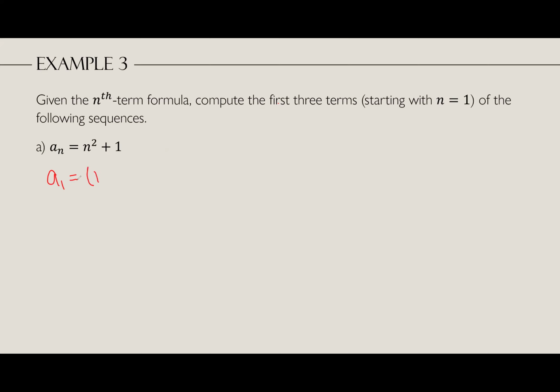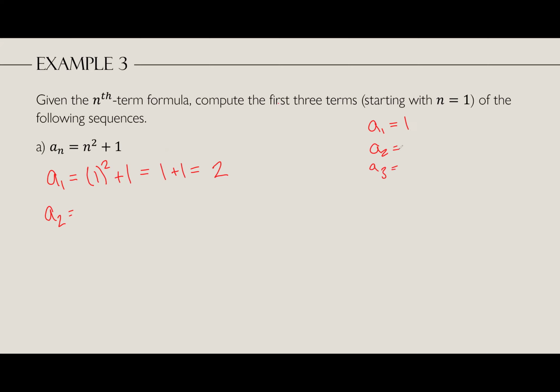So all we're doing for a1, for example, is plugging in 1 for n. So instead of n squared plus 1, what if I have 1 squared plus 1? Let's see, 1 squared, we get 1, plus 1, giving me 2. A2, and then actually let me write this on the side. A1 is 2. And I want a1, a2, a3.